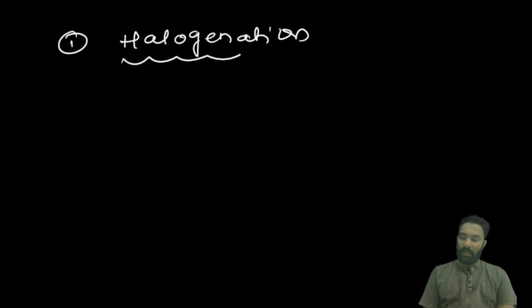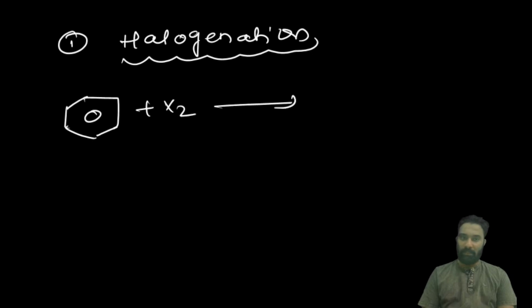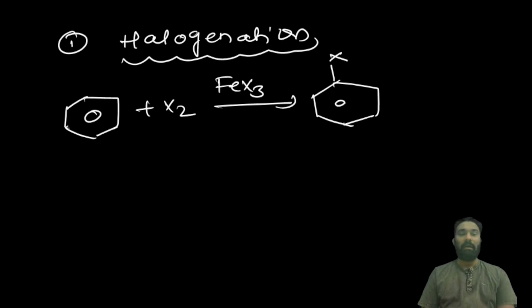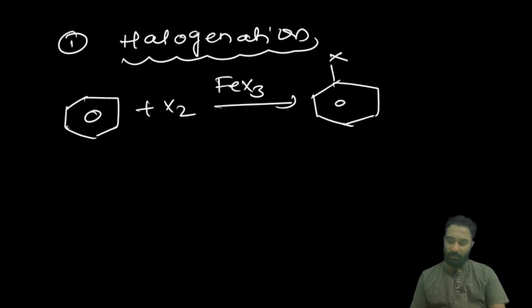First one we are going to see is halogenation. In the halogenation, first, benzene plus X2, any halogen, in the presence of Lewis acid FeX3. What will we get? You will get the halobenzene. Now what is the mechanism involved in the halobenzene?